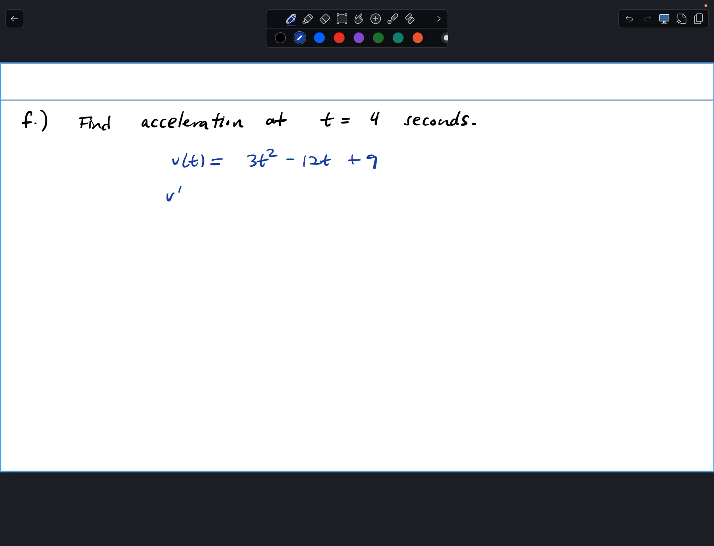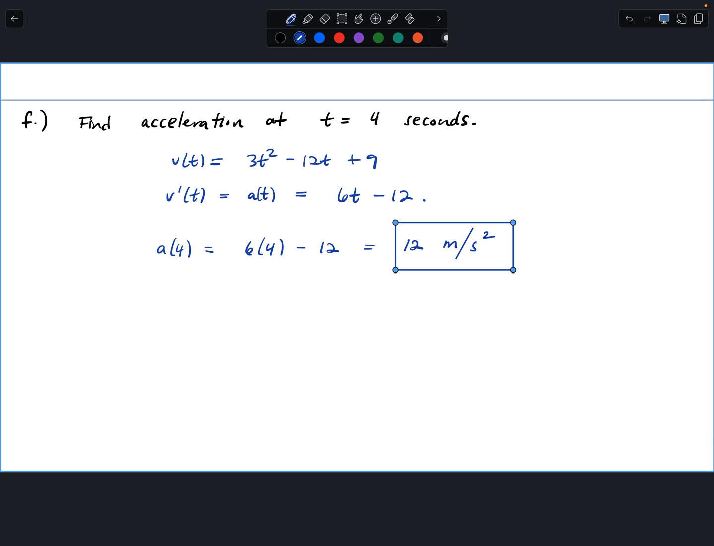So v prime of t is the acceleration. The derivative would just be 6t minus 12. So then a of 4, if I plug in 4, it's just going to be 6 times 4 minus 12. 6 times 4 is 24, 24 minus 12 is 12. Now, what's the units here? Yes, meters per second squared, or meters per second per second.